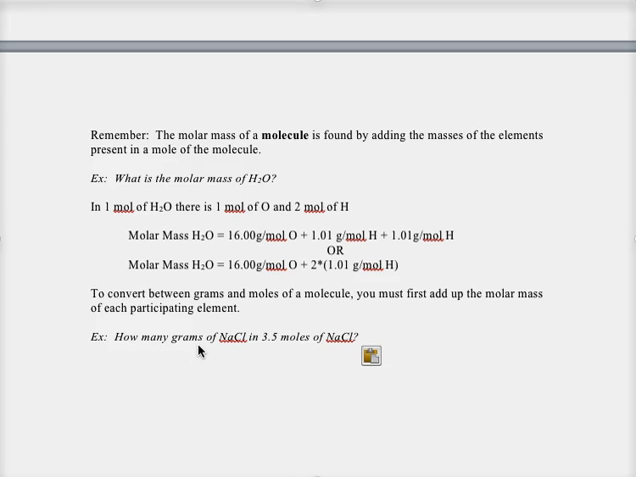You'll first need to find the molar mass of sodium chloride by adding up the molar mass of sodium and the molar mass of chlorine. And then we'll need to set up a picket fence to do this. So see if you can write your given and find.